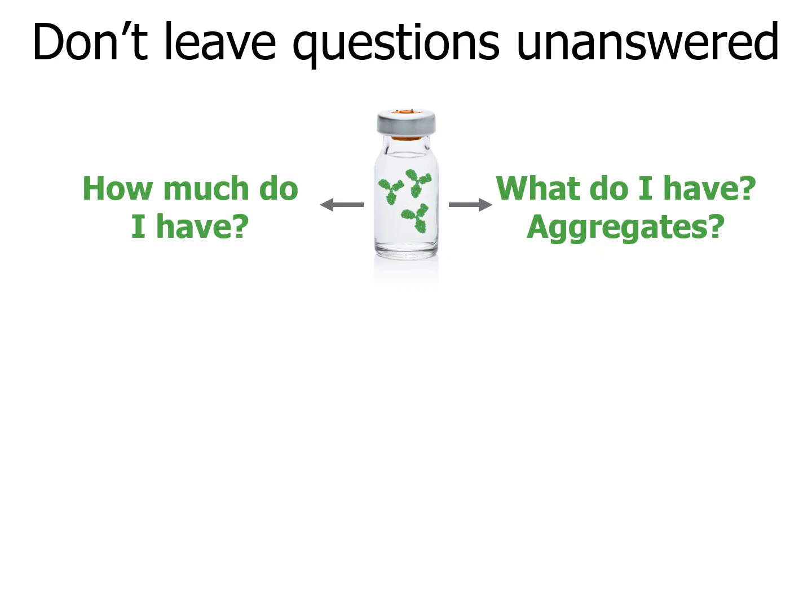When it comes to answering major questions for characterization of a biologic, there's two that I want to focus on today. The first one, how much do I have, is all about quantification. The second one, what do I have, is kind of about the quality of your sample. Is it the right size, or have aggregates struck, or even is there fragmentation going on?